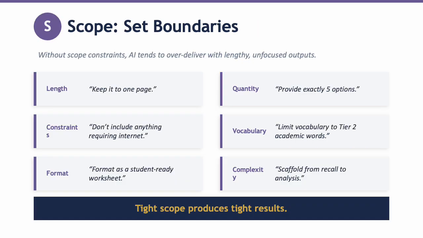The final element of the roles framework is the S, which stands for scope. Here, you set boundaries. For instance, keep it to 1 page. Provide exactly 5 options. Don't include anything that requires internet access. Limit vocabulary to Tier 2 academic words. Without scope constraints, AI tends to overdeliver with lengthy, unfocused outputs. A tight scope produces tight results.